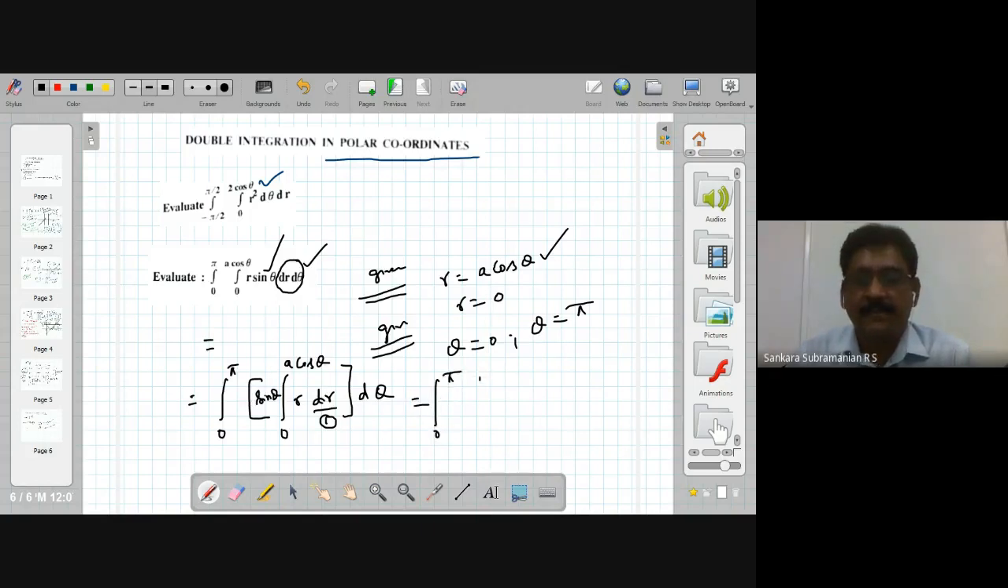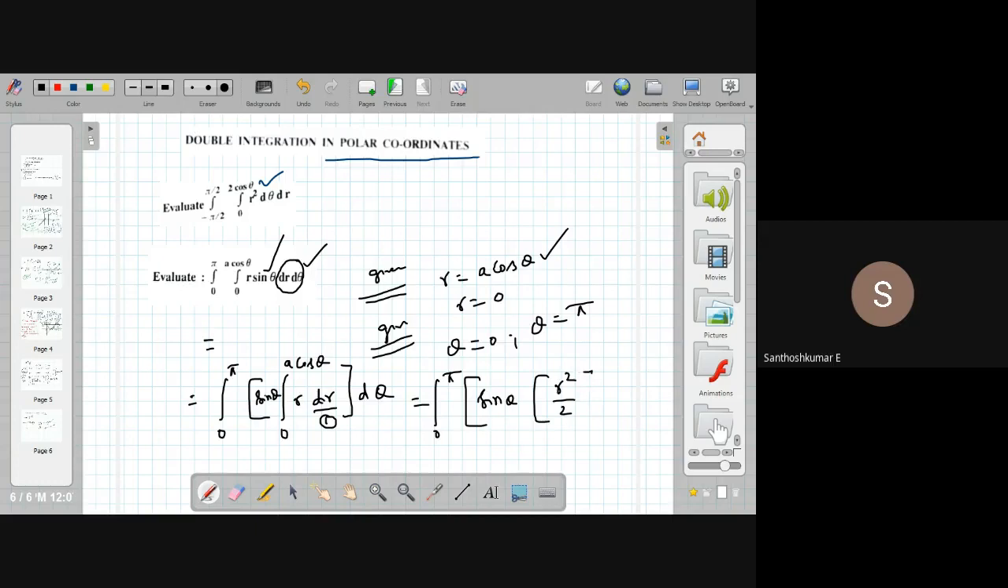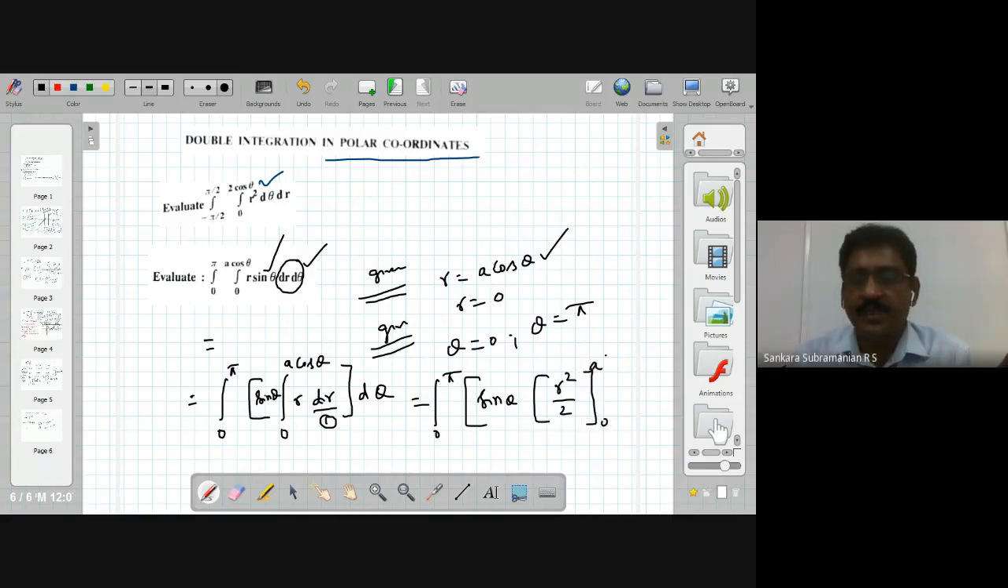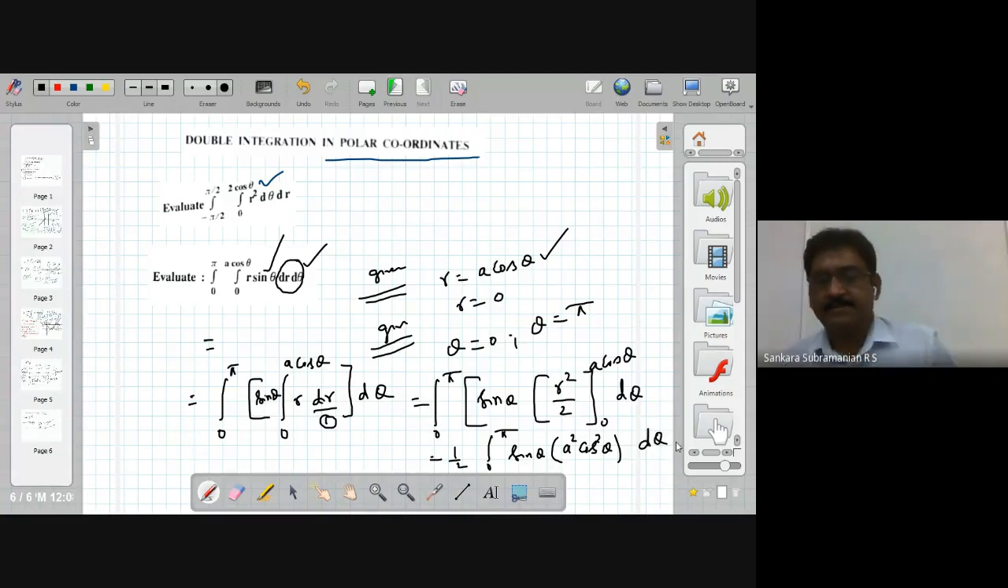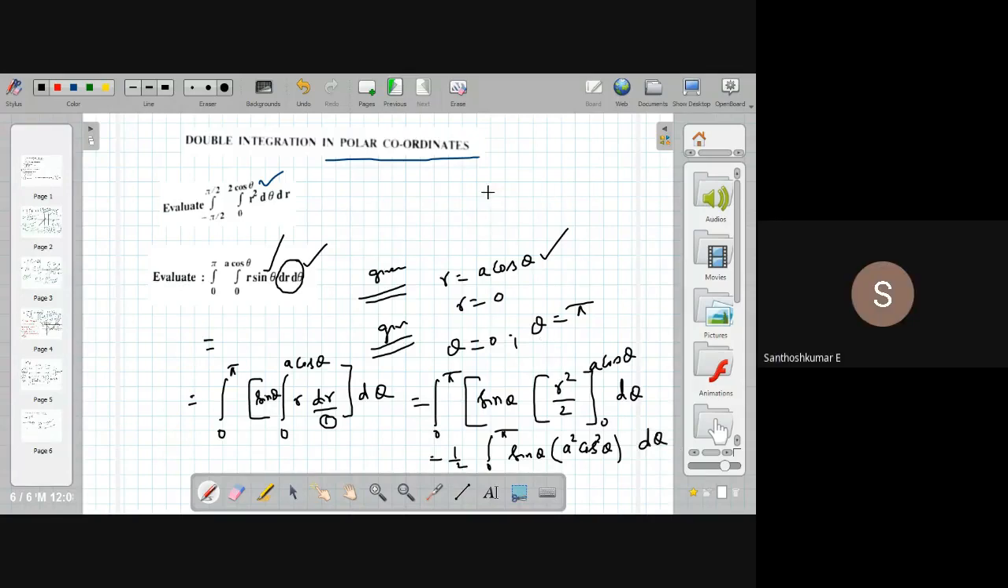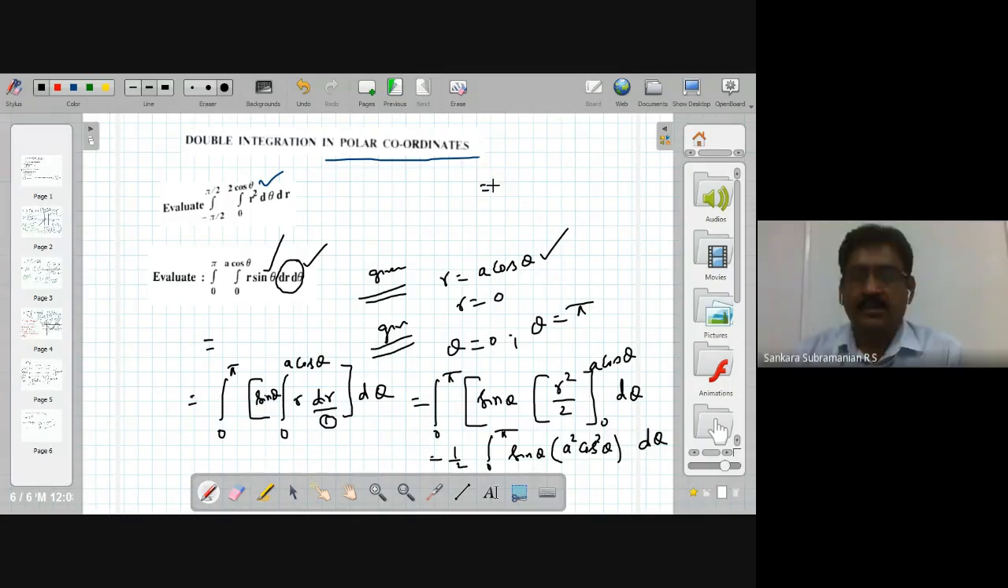Integral 0 to pi. You have sin theta there. You have r square by 2 taken over the limit 0 to a cos theta into d theta. The 1/2 வெளியில எடுத்துடலாம். 0 to pi இருக்கு, sin theta இருக்கு. Upper limit substitute பண்ணோம்னா a square cos square theta. Lower limit substitute பண்ணா 0 into d theta. So this is equal to 1/2 times of integral 0 to pi. இது என்ன சார் பண்ணலாம்? a square வெளியில எடுத்துடலாம்.